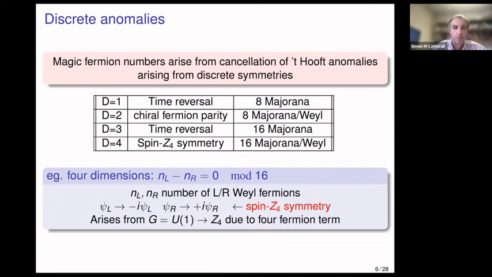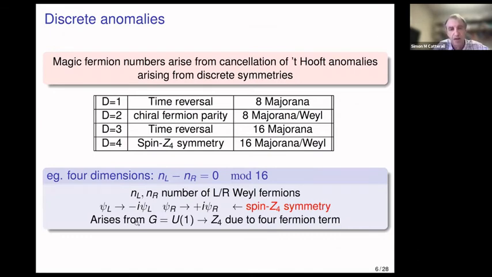All right. So for example, in the case of this 4-dimensional spin Z4 symmetry, the precise statement is that the number of left-handed minus right-handed Weyl fermions has to be 0 mod 16. These symmetries are just the natural symmetries that arise in the presence of the 4 fermion term, in fact. So once I write a 4 fermion term down, I still have this invariance where I could take the left into minus i times the left and the right into i times the right, and that would actually be a symmetry of the system.